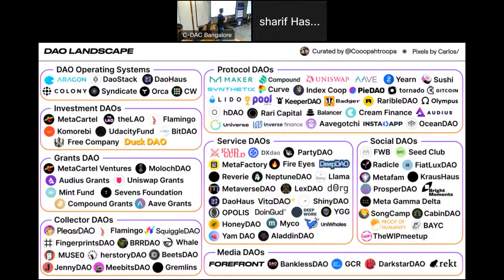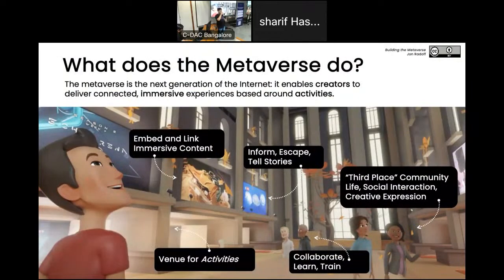There is Great DAO, which is like a DAO for product managers. If you are someone who's interested in that sort of stuff, you can go on the DAO and get freelance product management projects. Next slide, please.